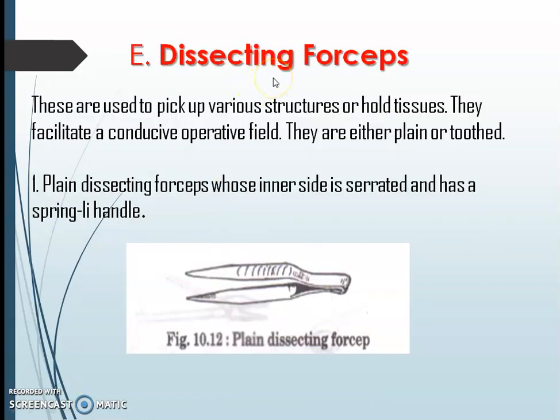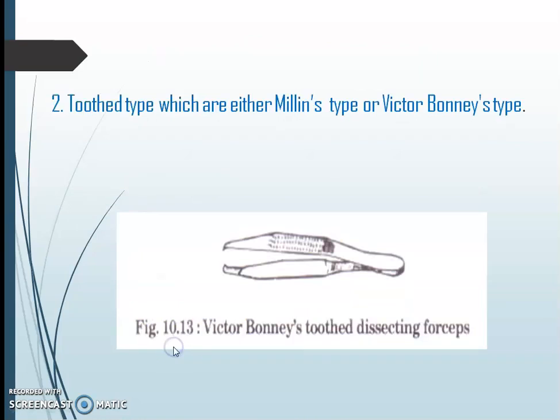Then dissecting forceps. These are used to pick up the various structures of a whole tissue. They facilitate a condensive operative field. They are either plain or toothed. The first one is plain dissecting forceps, whose inner side is serrated and has a springy handle. So this is plain dissecting forceps. It has a springy handle. It is serrated on the inner side. Then the toothed type, which are either Mullin's type or Victor Bonney types.